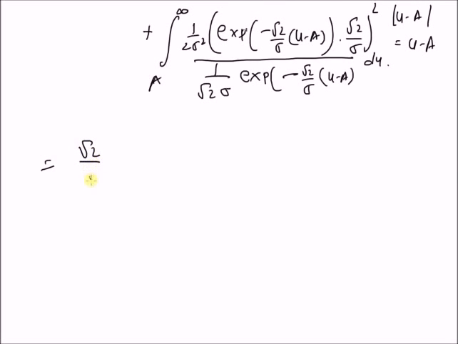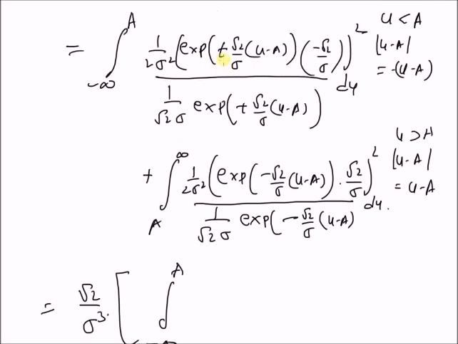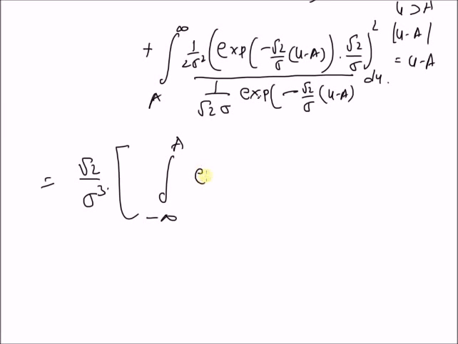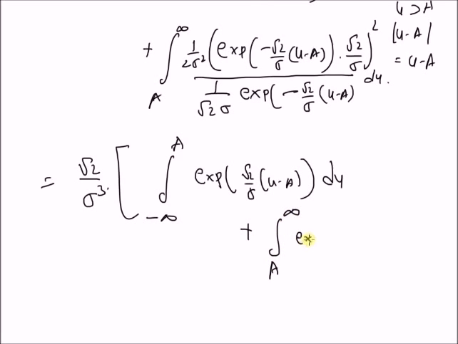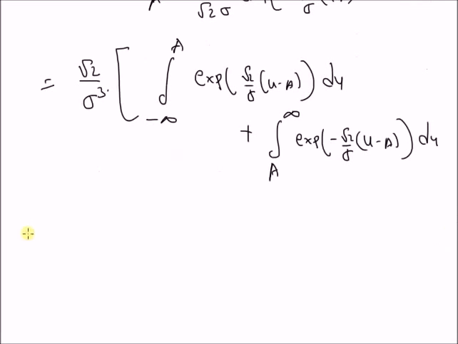Square root of 2 by sigma cube into the integral from minus infinity to a. Then we have one exponential here, and the square of the exponential and an exponential here. So we are left with one exponential, which is exponential of square root of 2 by sigma into u minus a, du. And the second term is minus, integral from a to plus infinity, exponential of minus square root of 2 by sigma into u minus a, du. Clearly this is equal to square root of 2 by sigma cube.